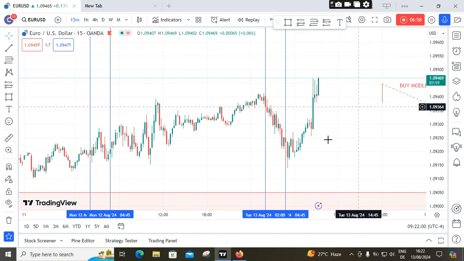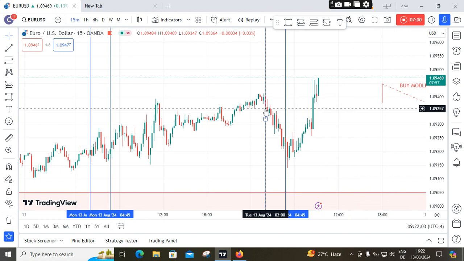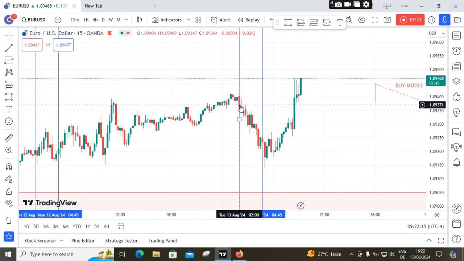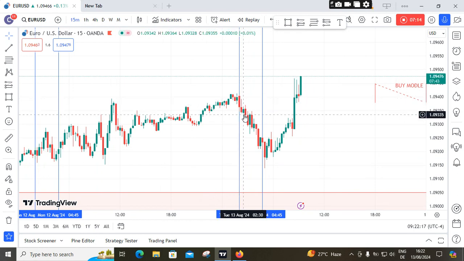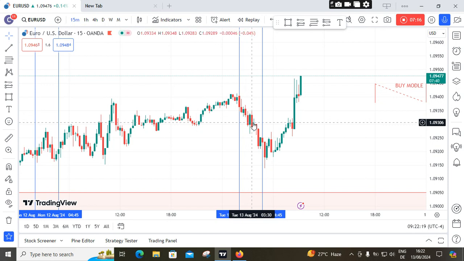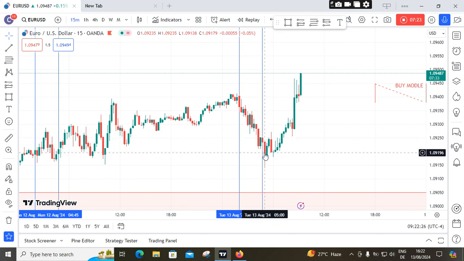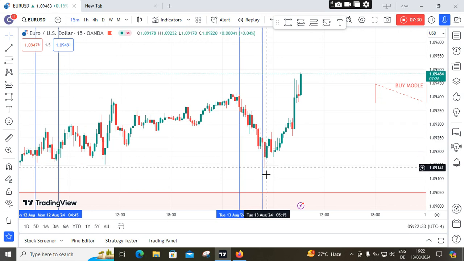Okay, so we started at 2 a.m. We have marked using our vertical line here at 2 a.m. and we clearly have to count the 12 candles on that time frame. 1, 2, 3, 4, 5, 6, 7, 8, 9, 10, 11, 12. So after the 12 candles, what happens? Price drops and takes out a lower low, which is an equal low, and reverses.